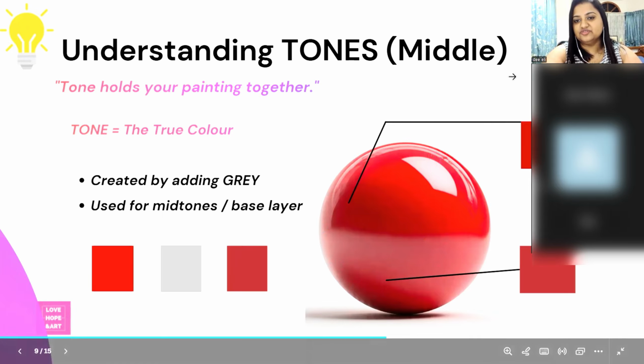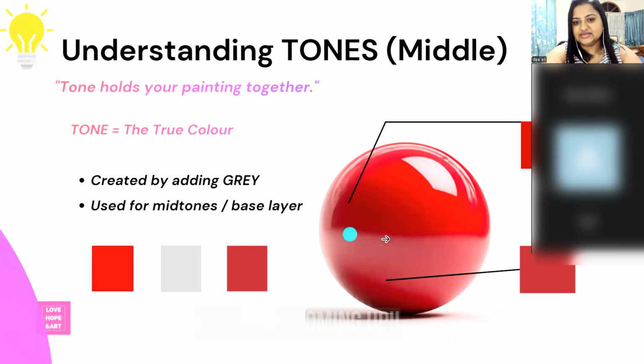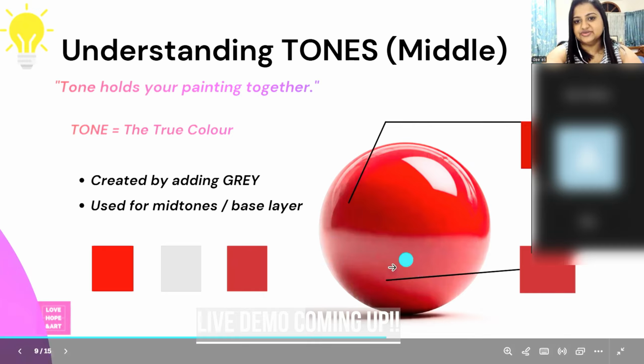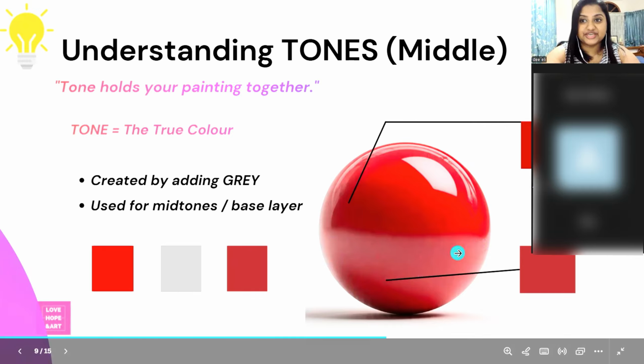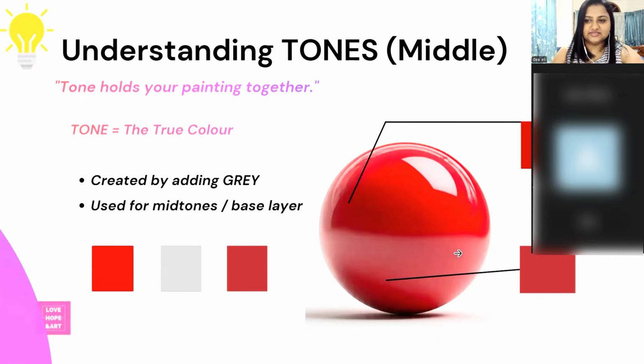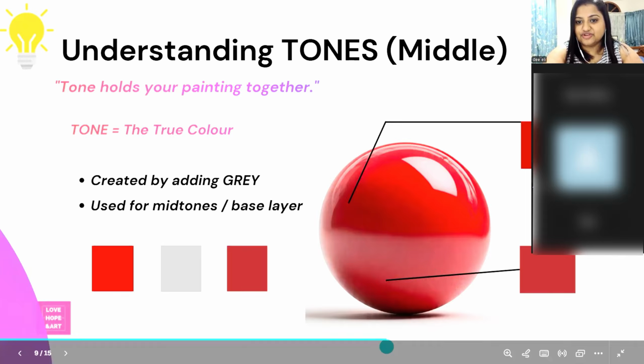The light is falling from above. You can see that there are two shades that happen here, okay? There's a light reflection because it's a shiny ball. So texture also matters. There's a little bit of reflection from underneath.